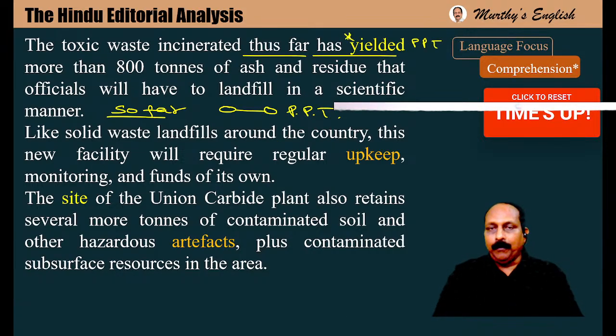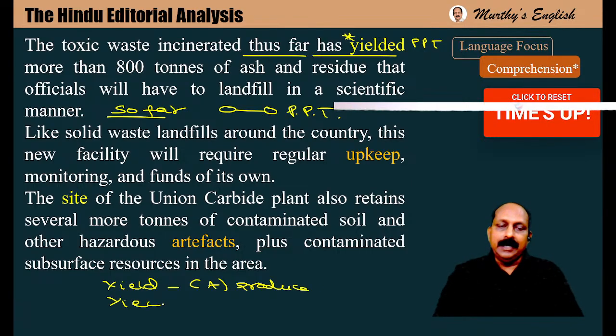And yielded is an important word. It has a positive meaning, it has a negative meaning. What is the positive meaning of yield, which goes with agriculture? Produce. And yield as a negative word, what does it mean? It means surrender. For surrender, we have a phrasal verb. What is it? Give in. That is important, you have to recollect. In English, we have certain words which have both positive and negative meanings.